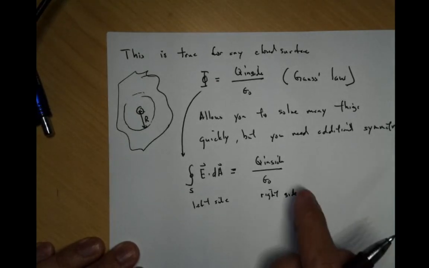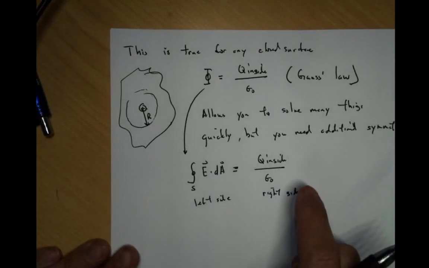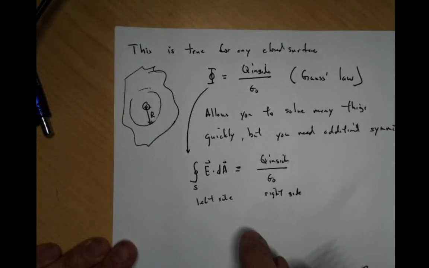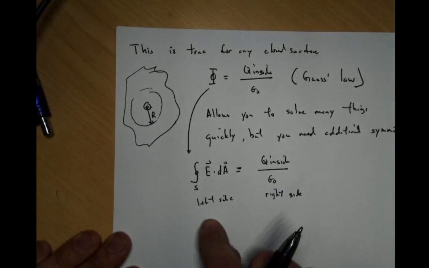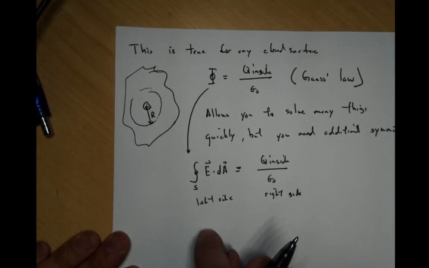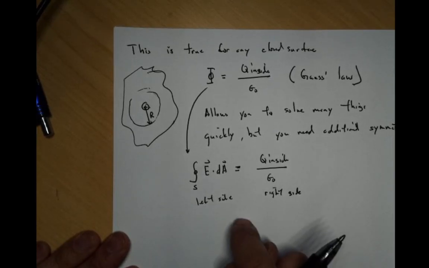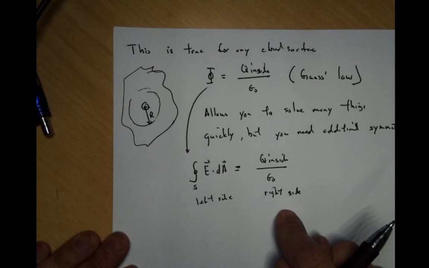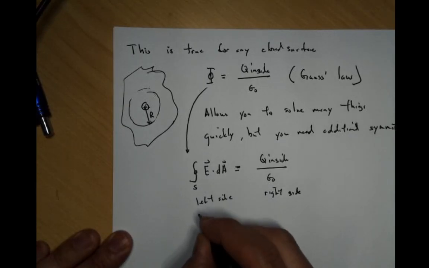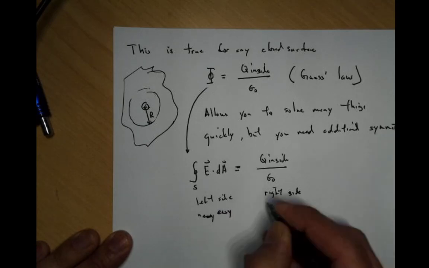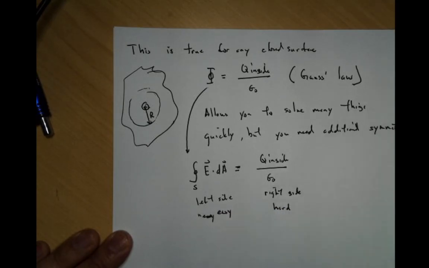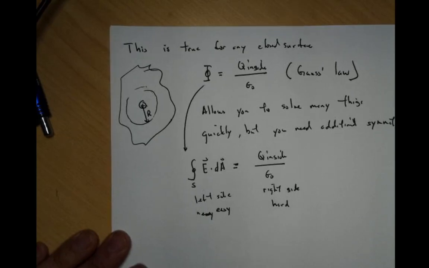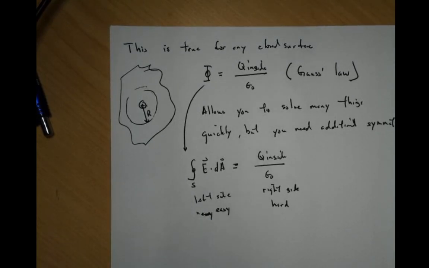Now, in order for Gauss's law to work, this side has to be easy. Otherwise, it's impossible. It's either easy or impossible. And this side is going to be the hard part. So this is going to be easy. For any problem I ask you using Gauss's law, this is going to be easy. And this is going to be hard, or could potentially be hard. Doesn't necessarily have to be hard.